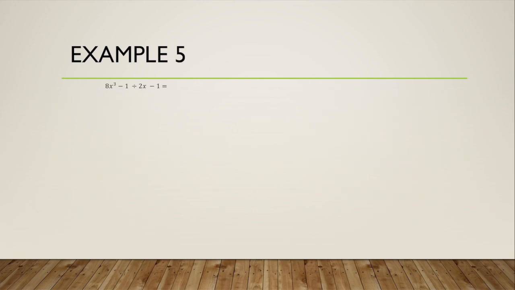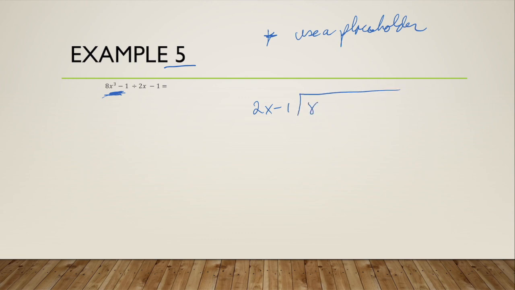So for this last example, example 5, I've got 8x cubed minus 1 divided by 2x minus 1. Now notice I'm missing some terms here. This is where I'm going to have to use a placeholder. So I'm going to take 2x minus 1 and divide 8x cubed minus 1, but I need to put in some placeholders. I'm going to have 0x squared and 0x. I need to make sure that every term between x cubed and our degree 0 constant is represented.